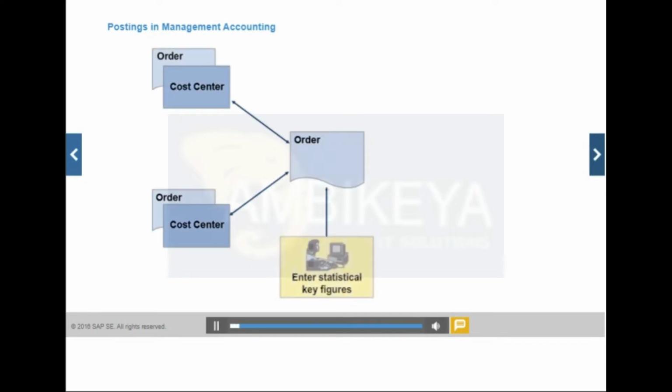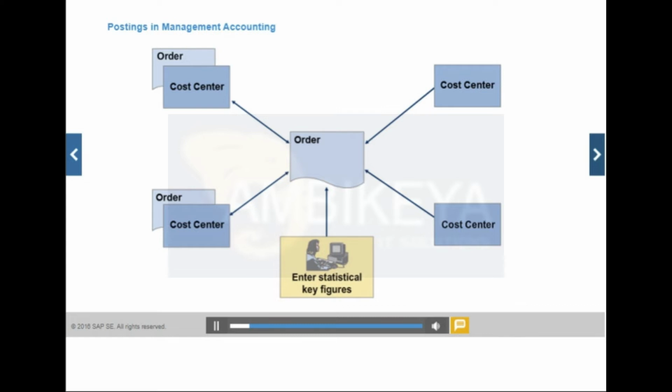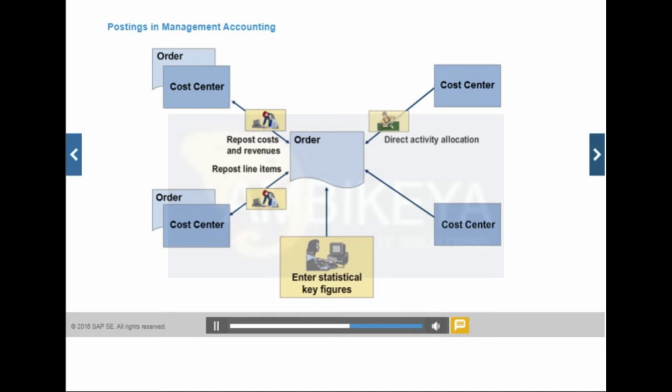You can also use event-based postings within Overhead Cost Controlling or COOM for overhead orders. You can perform these functions the same way as the corresponding functions in Cost Center Accounting or CCA. You can enter the event-based allocations directly on screen. This entry results in the immediate movement of actual costs between the sender and receiver objects. The event-based allocations for overhead orders are as follows. Reposting costs and revenues. Reposting line items. Direct activity allocation. Reposting direct activity allocations.